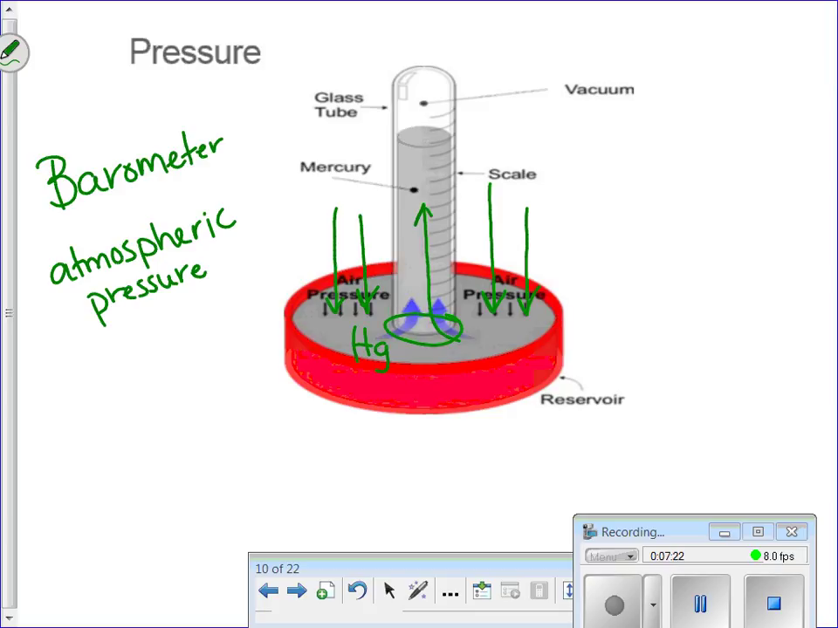And the mercury will rise to a column height that equals the force of the atmosphere, the pressure of the atmosphere. Okay? So the higher the outside pressure, the higher the mercury will rise in the column. And so when we say millimeters of mercury for a unit of pressure, we're really talking about the height of the mercury in this tube. Okay? So when you hear that term, that's where that's coming from.